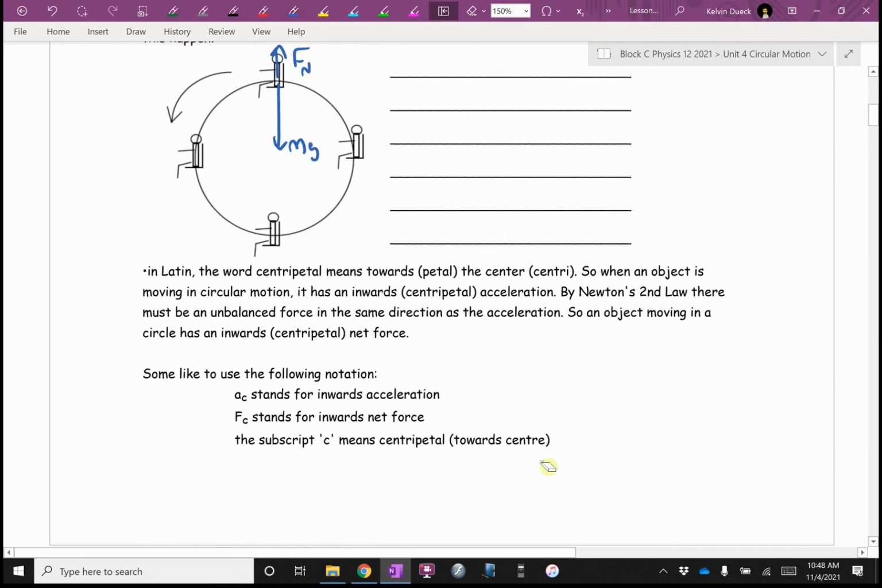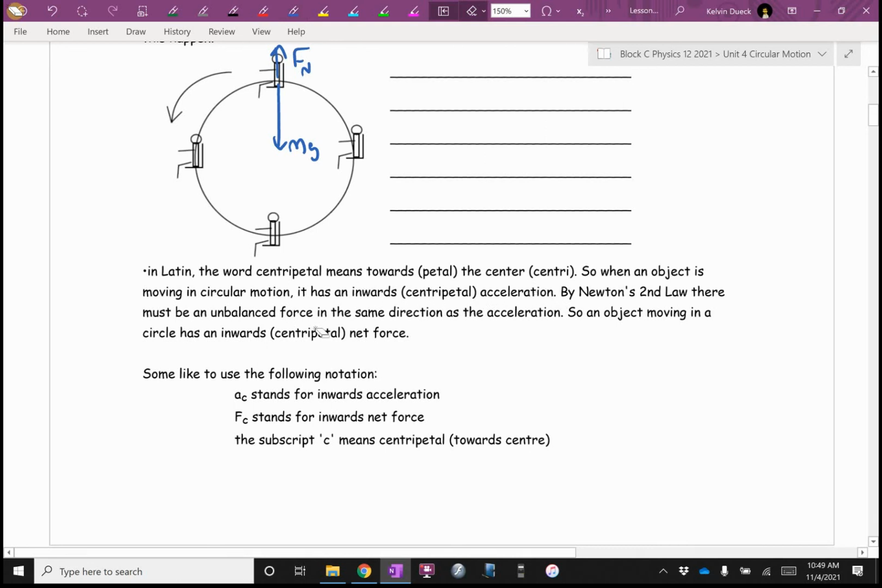In Latin, the word centripetal means towards the center. So the fancy word for circular acceleration is actually centripetal acceleration. But if you say circular, I'll know what you mean. When I write a_c, technically that C stands for centripetal acceleration. But if you just want to remember circular, no one's going to know. It works. So when an object is moving in circular motion, it has an inwards centripetal acceleration.